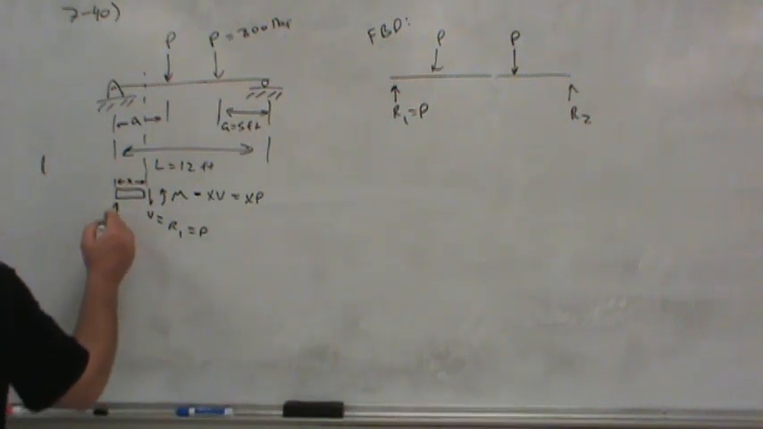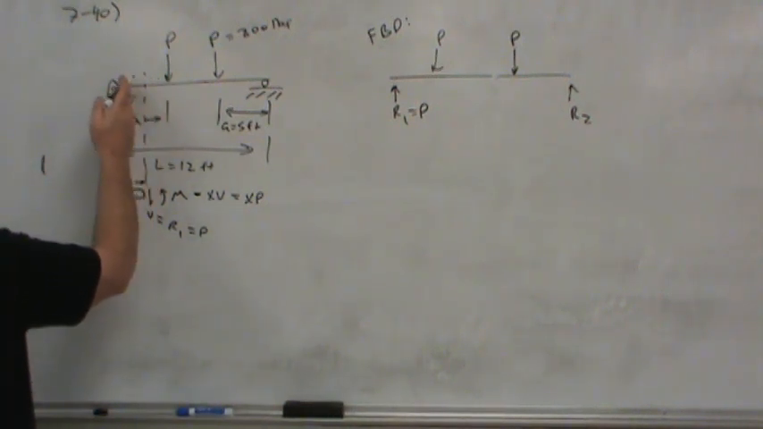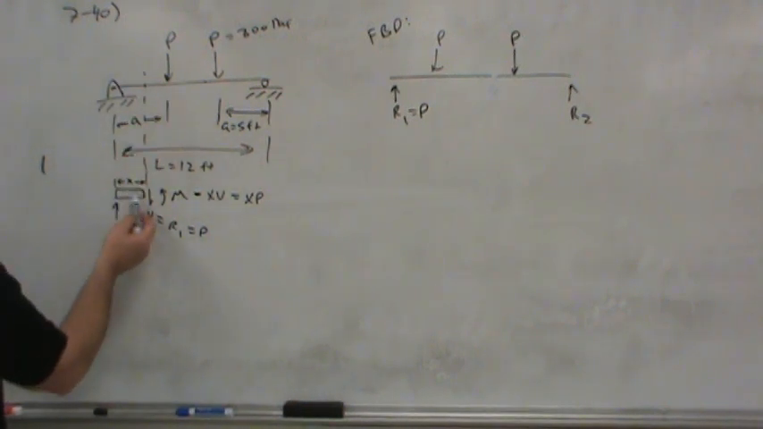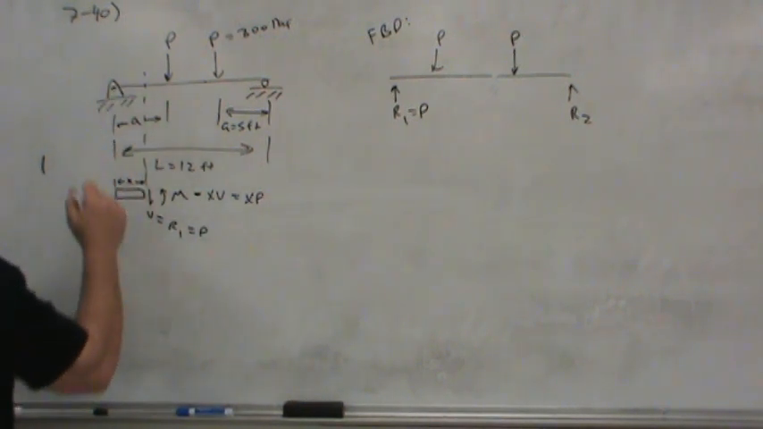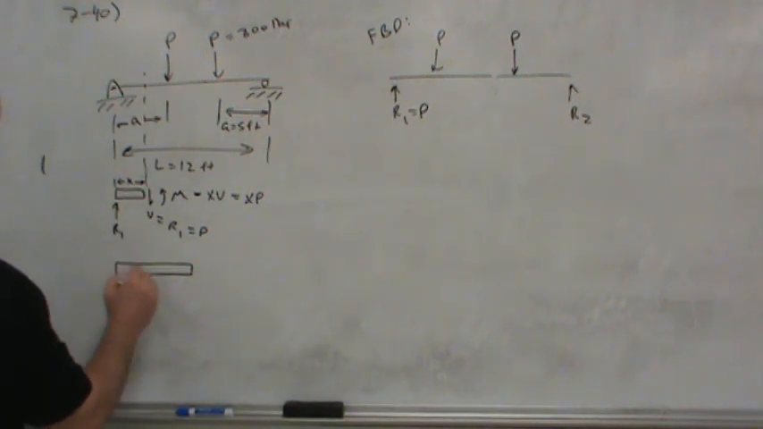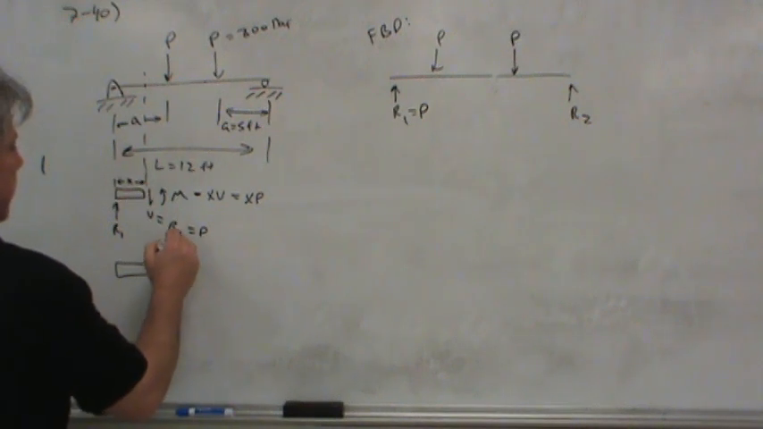Now that's not the only free body diagram we can take. We can cut the beam anywhere along this length between this pin and load P, and this is what we would get for the loads within the beam. But what if we were to cut the beam after the first load P? Trying to make it all line up.